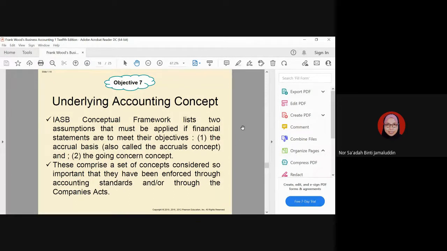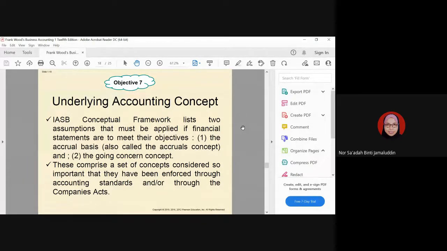Before this we learned the underlying accounting principles. For objective number 7, we go to the underlying accounting concepts. Under the IASB, the framework or standard prepared by the international body, the IASB conceptual framework lists 2 assumptions that must be applied if financial statements are to meet their objective, which are the accrual basis, also called the accrual concept, and the going concern concept. These comprise a set of concepts considered so important that they have been enforced through accounting standards and or through the Companies Act.